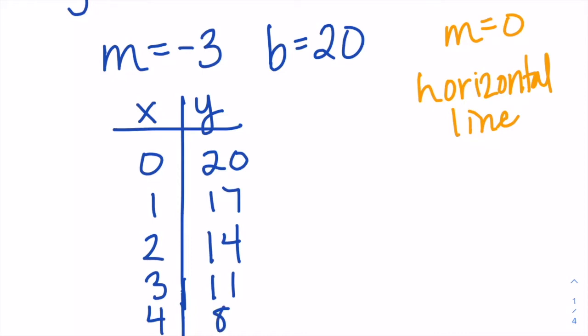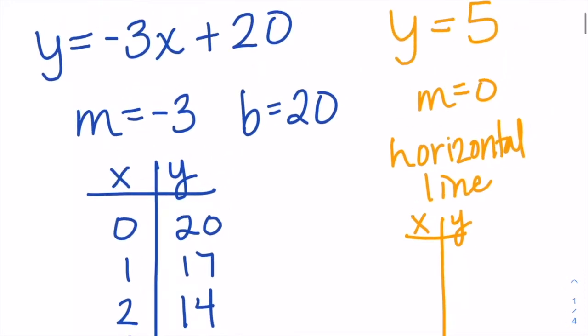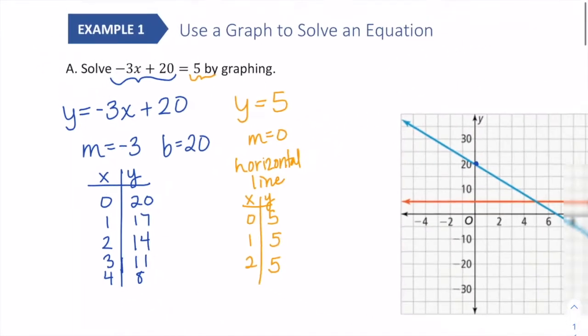For the second one, I'll make a table just to confirm that this is indeed a horizontal line. Any value for x that we plug in, the y is always going to equal 5. So 0, 5, 1, 5, 2, 5. That equation will always have a y value of 5.